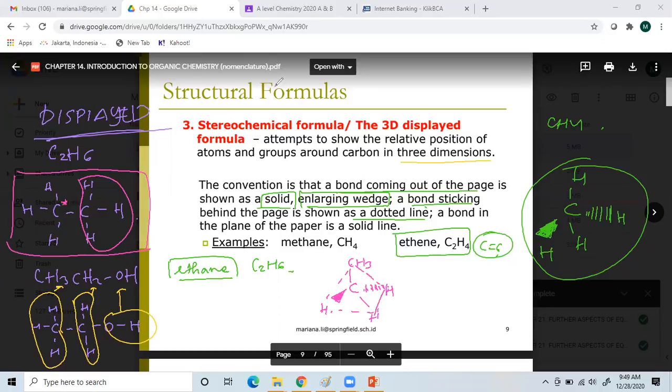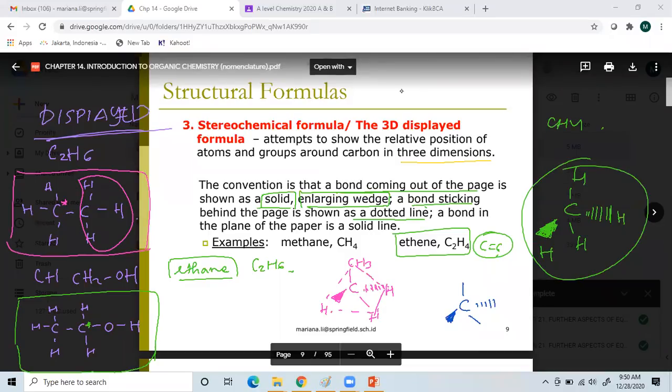How about if I want to draw a 3D formula for ethanol? Look here. Okay, this is ethanol. The most important thing is just to pick one carbon that you want to show in 3D form. Let's say I pick this carbon. So I will make the 3D formula for ethanol now. C, don't forget, four hands. The solid enlarging wedge, and then the dot, and then the solid line. Look here, this carbon is connected to H, H, OH, and CH3, right? So I will put CH3 here, I will put OH here, and then this is H, this is H.